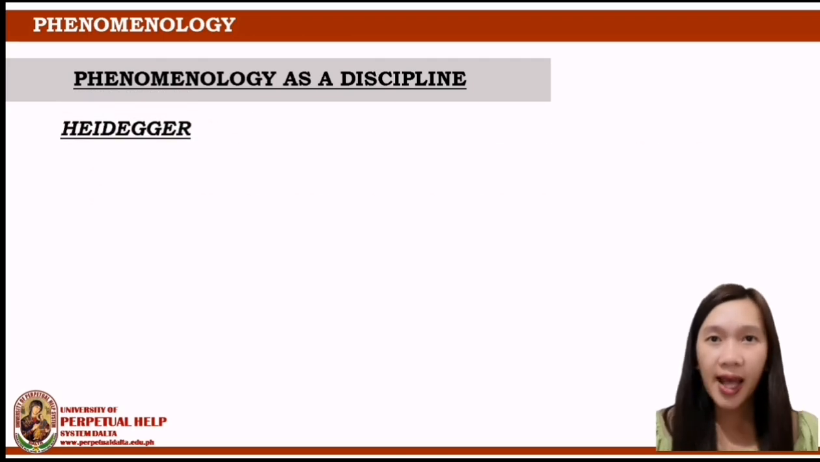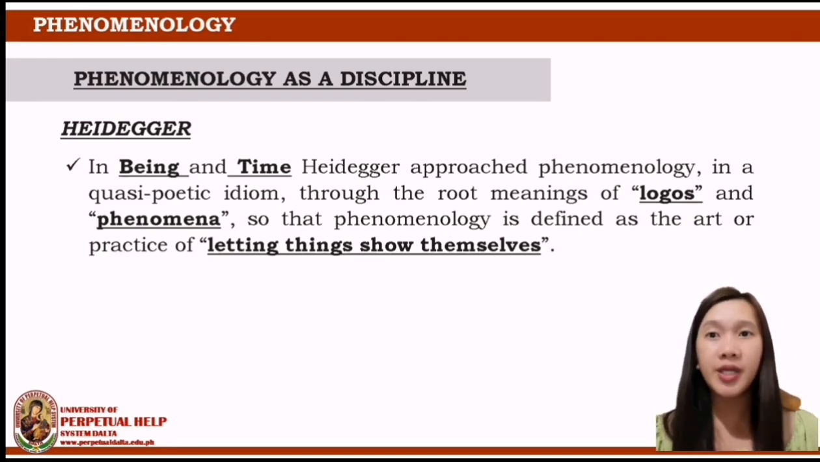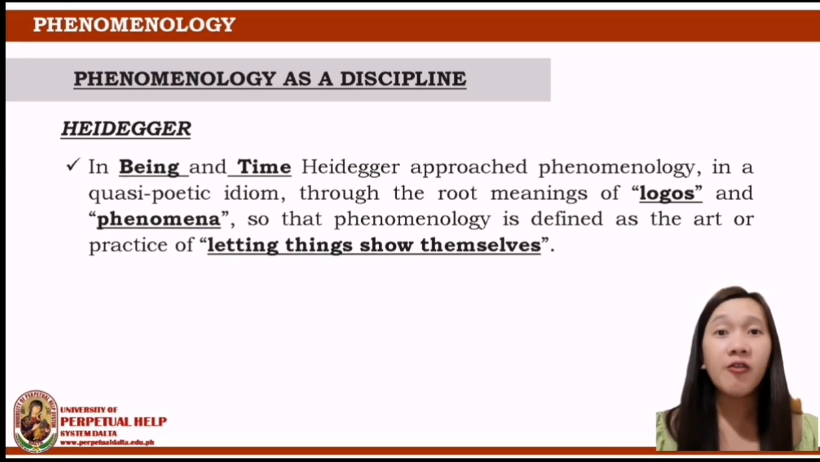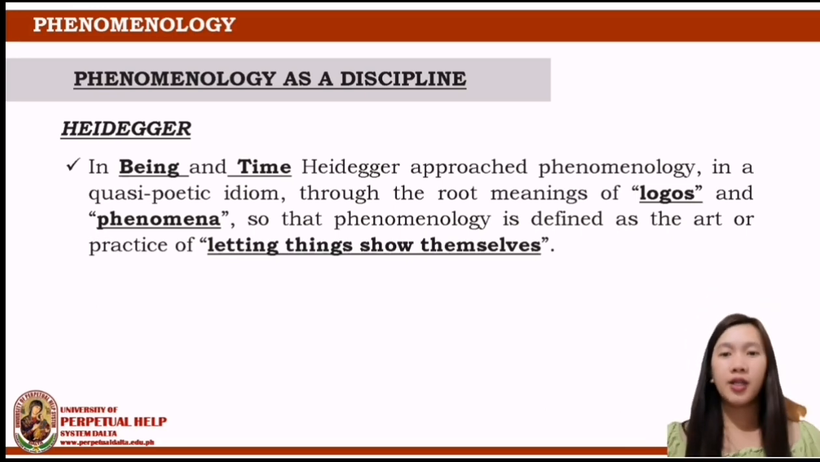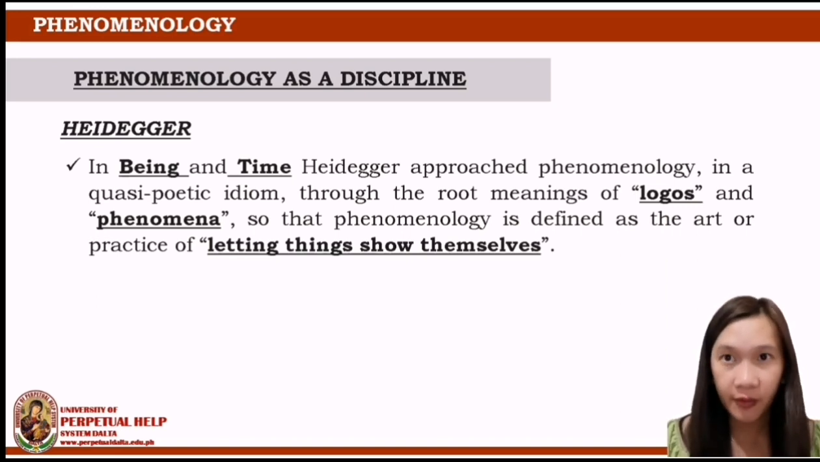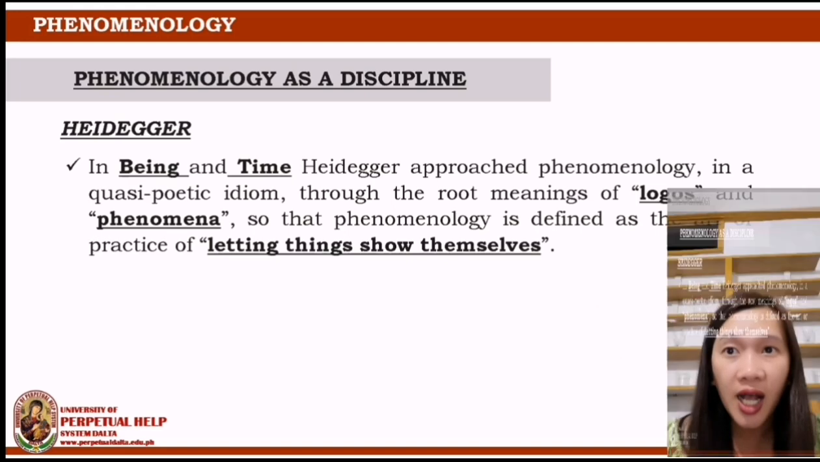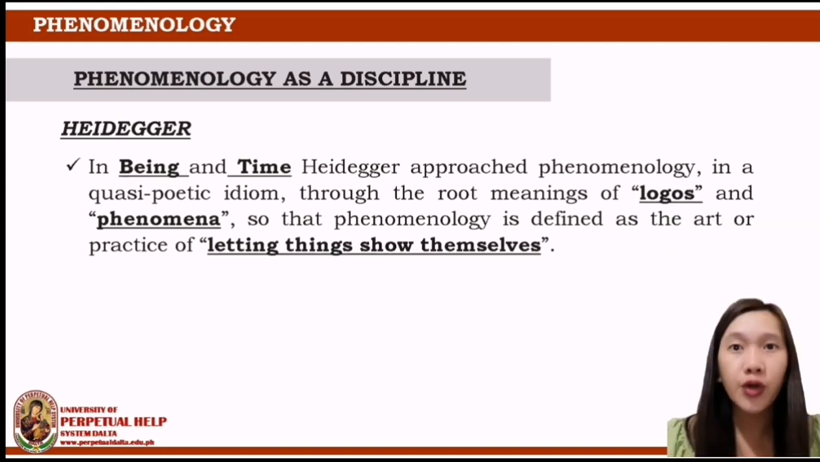In Being and Time, Heidegger approached phenomenology in a quasi-poetic idiom through the root meanings of logos and phenomena, so that phenomenology is defined as the art or practice of letting things show themselves. In Heidegger's inimitable linguistic play on the Greek roots, phenomenology means to let that which shows itself be seen from itself, in the very way in which it shows itself from itself. Here, Heidegger explicitly parodied Husserl's call to the things themselves or to the phenomena themselves.